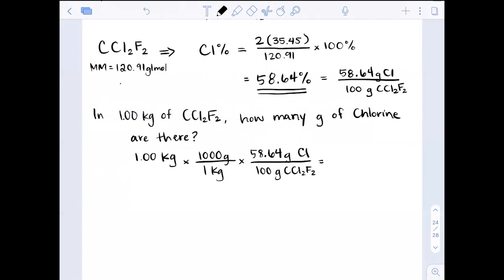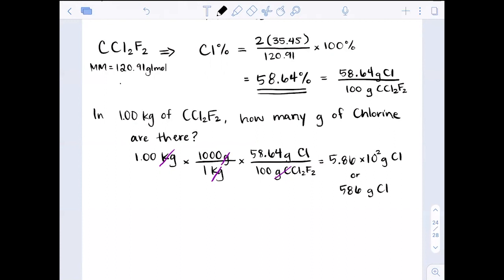So when we're looking at this, conversion factors that you should know are this 1,000 grams to 1 kilogram, and that was in grams of whole compound, and now we'll just get grams of chlorine. I like doing things in scientific notation, but again, you don't have to. Either way, but 3 sig figs.